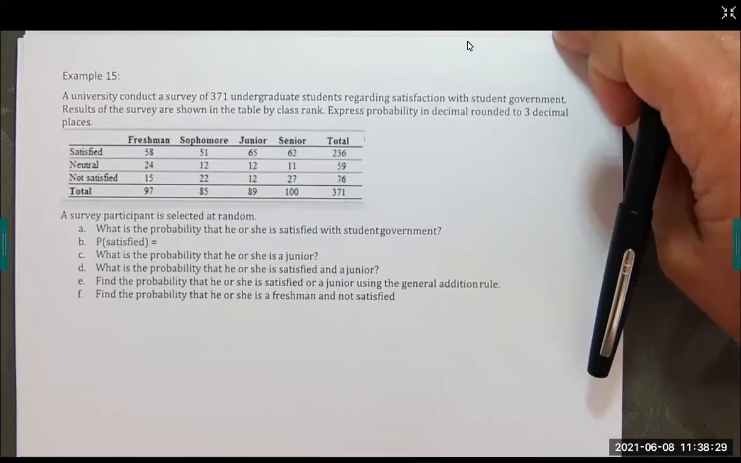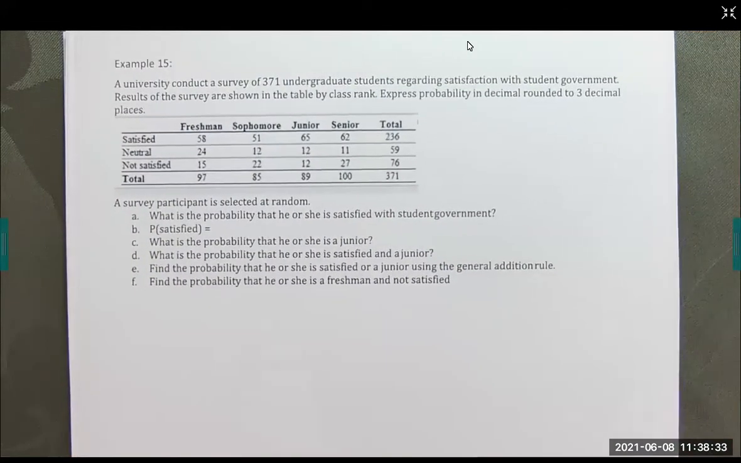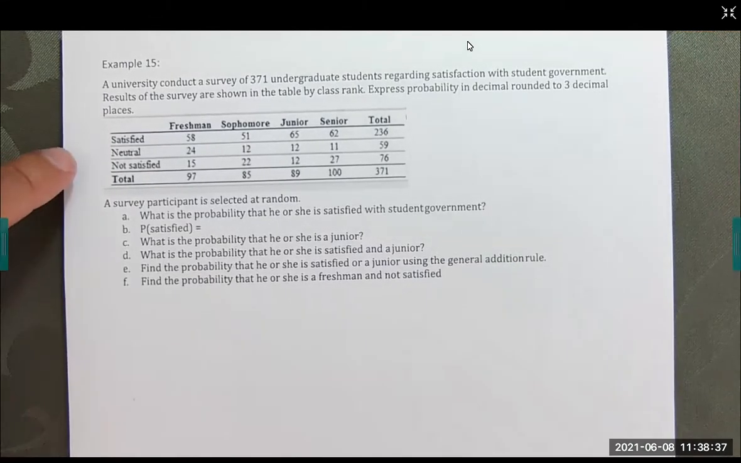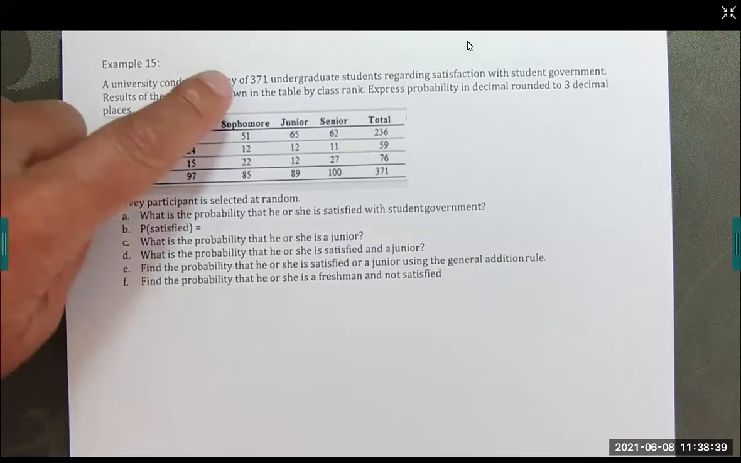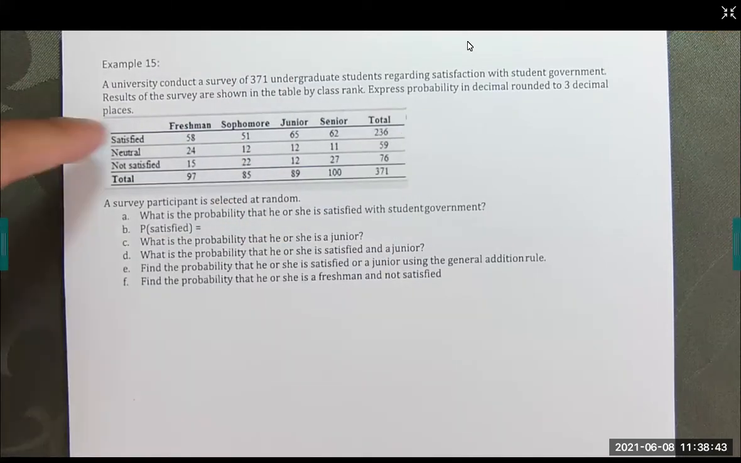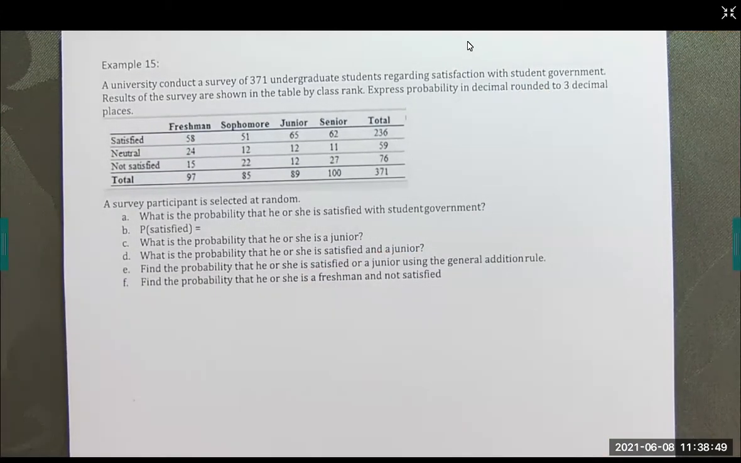All right, example 15. So here we have a table. They want us to give our answers rounded to 3 decimal places. We have it broken down by class, freshman, sophomore, junior, senior, with the totals. And then it's also broken down by whether they're satisfied, neutral, or not satisfied with the student government. So we have our numbers here. Let's start with part A.